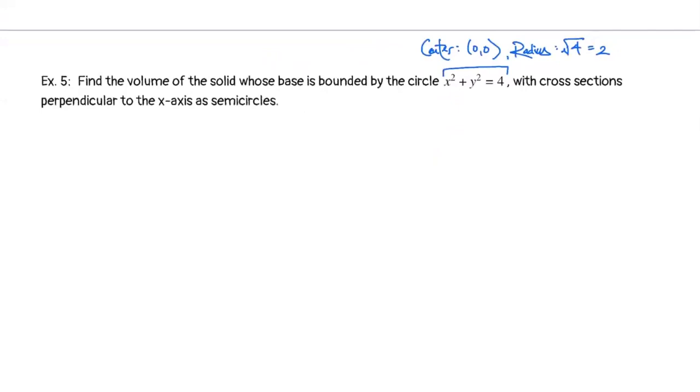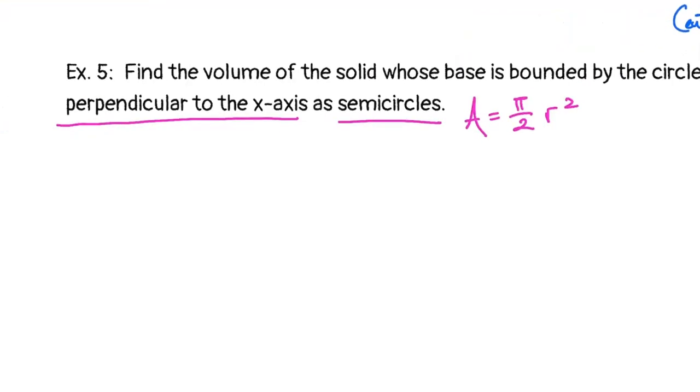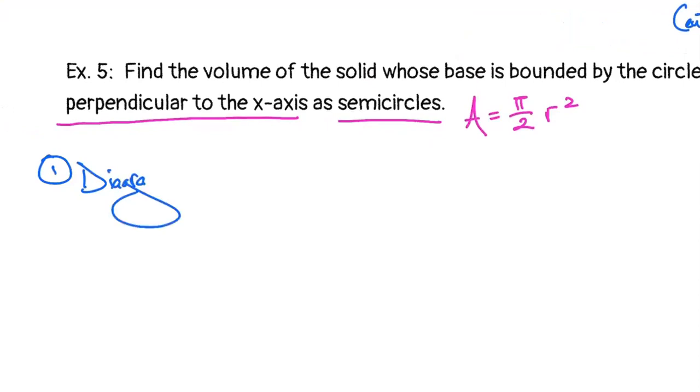There are cross sections that are perpendicular to the x-axis, and we have semicircles this time. For semicircles, the area formula was pi over 2 times r squared. We can write pi r squared over 2, but knowing we're going to have constants, we want to pull them out to the front of the integral, so we'll just keep that pi over 2 in the front. And we'll go ahead and start with our diagram.